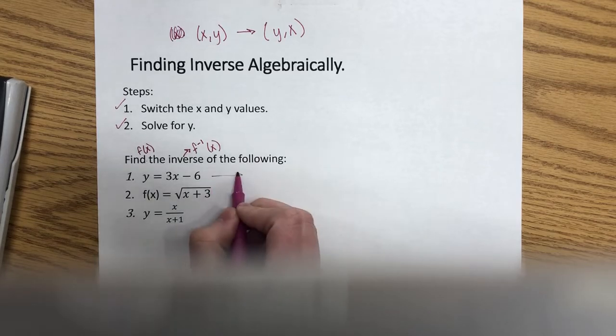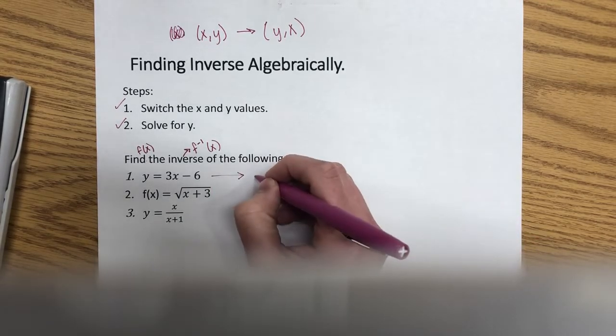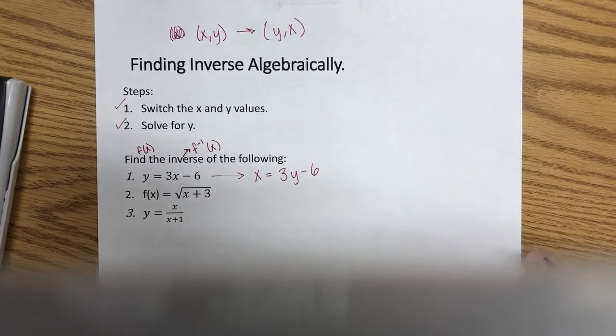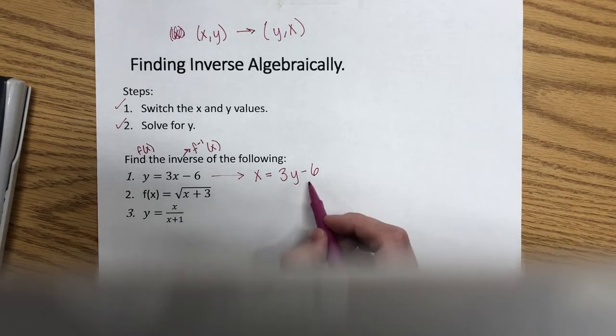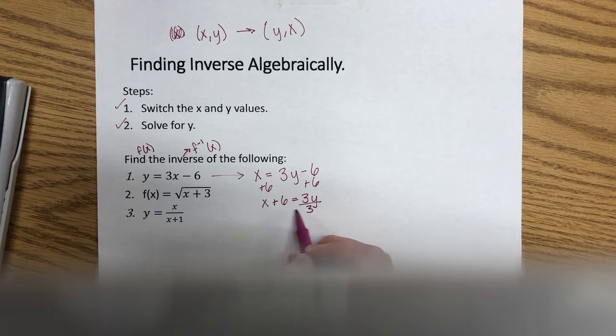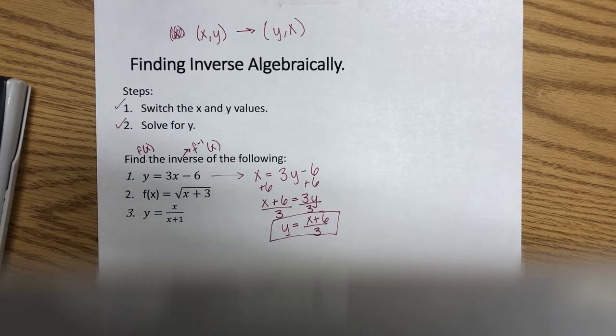So for number 1, we're going to start by just switching our x and y values. So this would be x equals 3y minus 6. So step 1 is done. And then the next thing we want to do is solve for y. So we're going to add 6, we have x plus 6 equals 3y, and then we can divide by 3. So our final answer here is going to be y equals (x plus 6) divided by 3, and we can just leave it just like that.